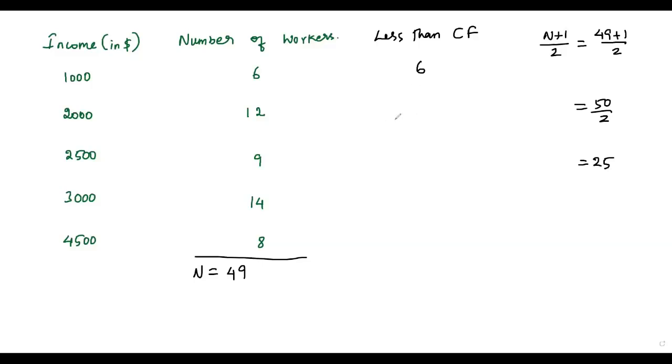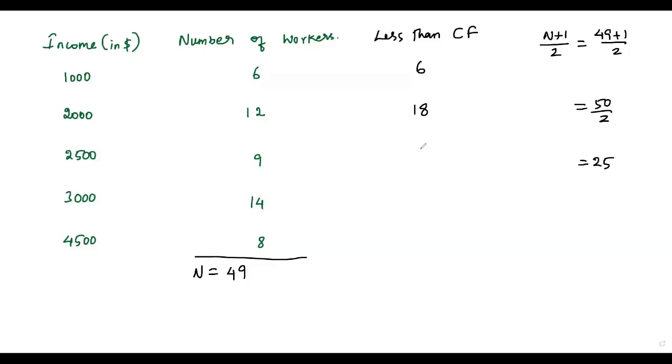In the less than cumulative frequency, for the second category, what number should I write over here? I have to write the number of workers who are getting $2,000 income or less than $2,000 income. There is one category, $1,000, which is less than $2,000. So we have to add these 2 values and write over here 18. That means there are 18 workers where each worker is getting either $2,000 or less than $2,000, that is $1,000.